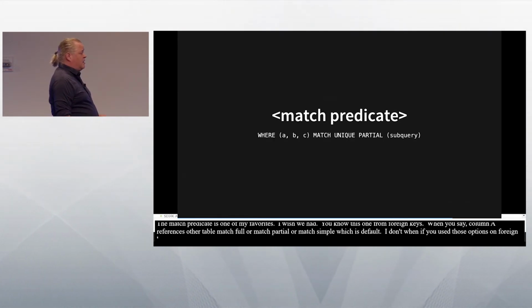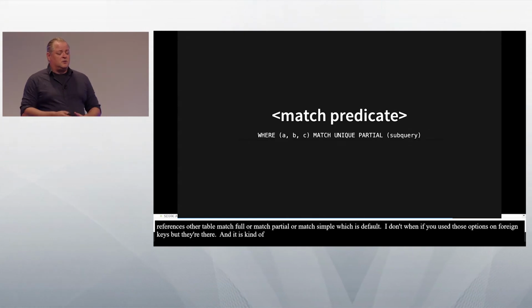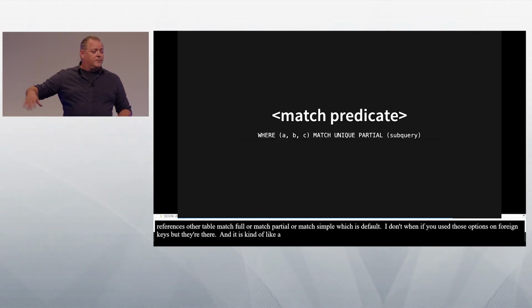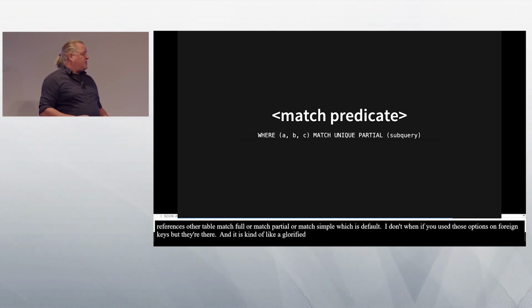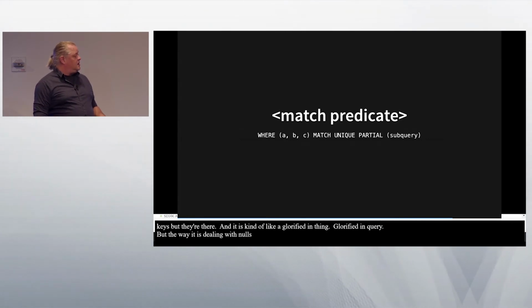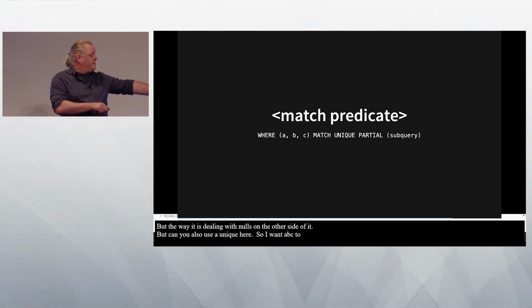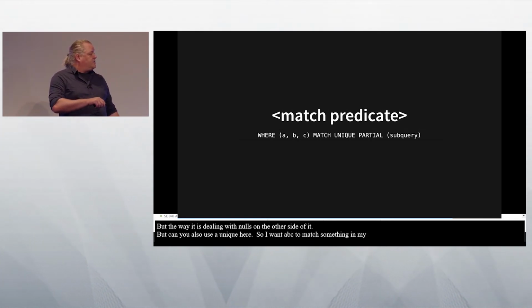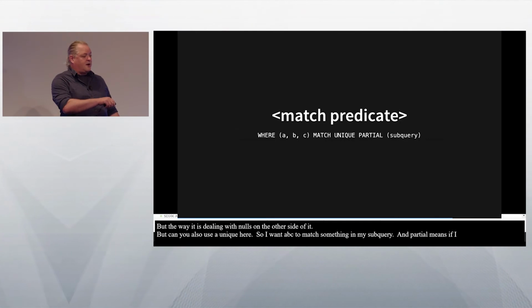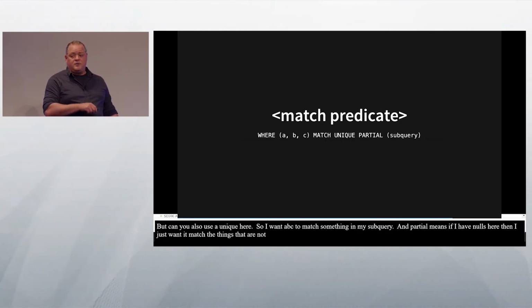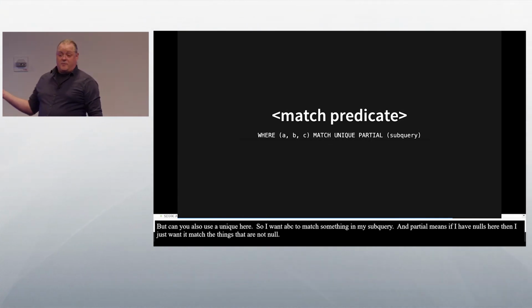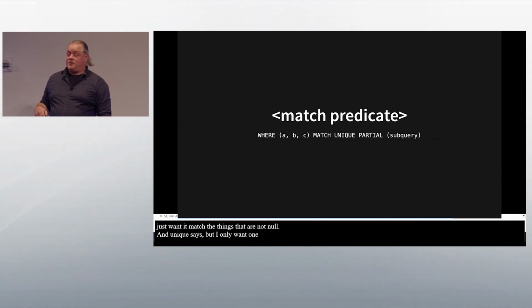And it's kind of like a glorified IN thing, so "where value in query," except for the way it deals with nulls on either side of it. But you can also use UNIQUE here. So I want ABC to match something in my subquery, and the PARTIAL means that if I have nulls here, then I just want to match the things that are not null. And the UNIQUE says, but I only want one match. So it's a powerful predicate, and I think it would be really nice to have.